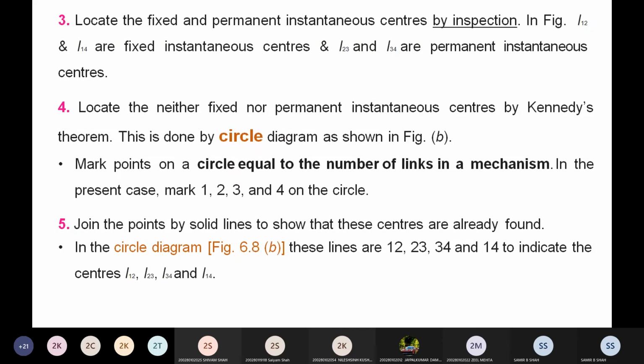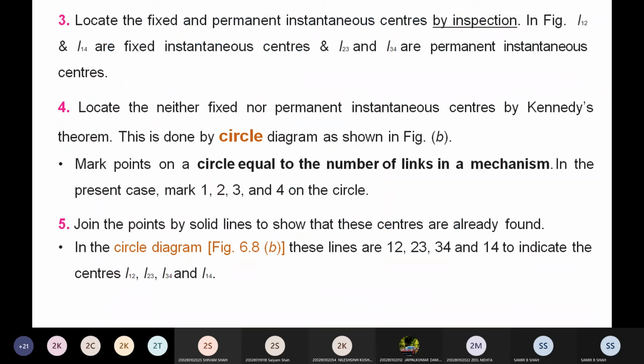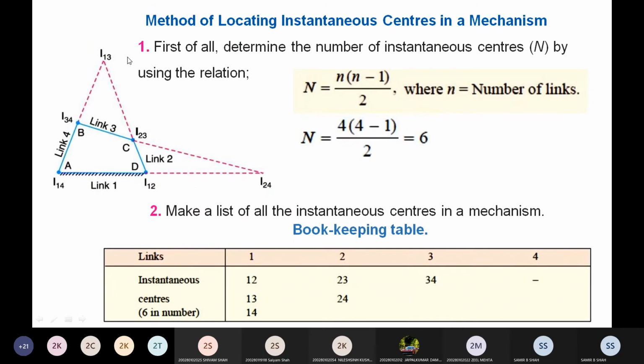Locate the fixed and permanent I centers by inspection. If you see the figure, then it is very easy to understand which are the fixed centers, which are the permanent centers, and which are neither fixed nor permanent. Based on that, we first introduce all these things. If we see the diagram, then we consider that I12 and I14 are the fixed centers, because this is a fixed line.